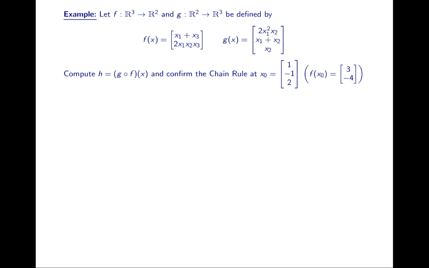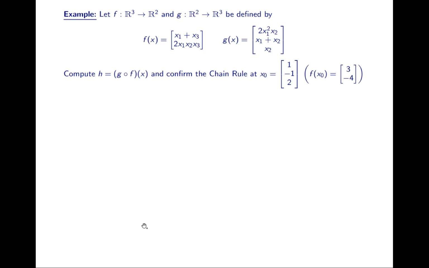So let's work out an example. Suppose I have a function f that maps vectors in R3 to vectors in R2, and I have a function g that maps vectors in R2 to vectors in R3. Then the composition of g and f maps vectors in R3 to vectors in R3, because the domain of f is R3 and the codomain of g is R3. Of course, it passes through R2 on the way.